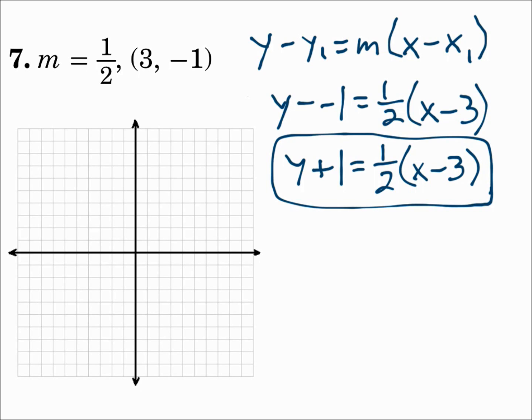Now graph it. Start at the point they give you, 3, negative 1, and then use the slope to find the next point. Rise over run. Rise 1, run 2. Put another point, and connect the dots. So substitute in, make sure it's simplified, be careful with your minus signs, and then graph it.